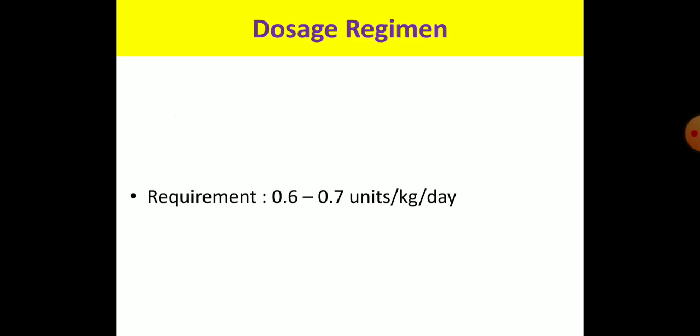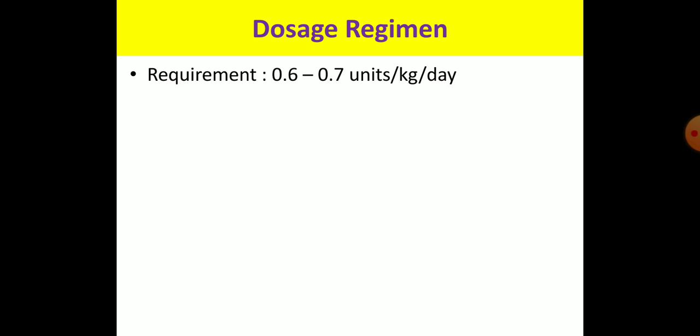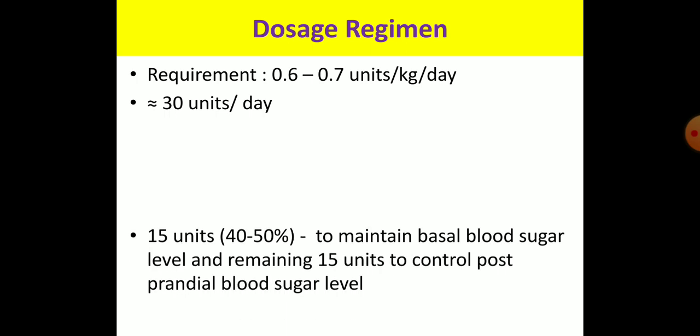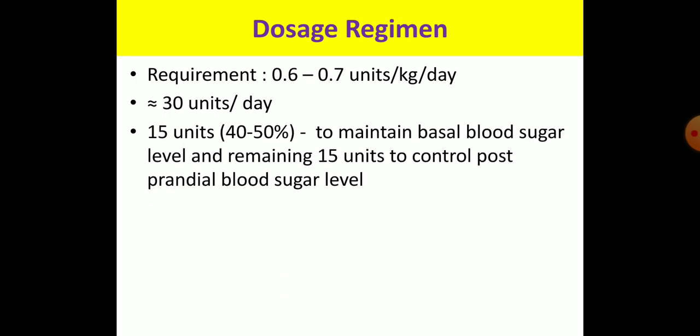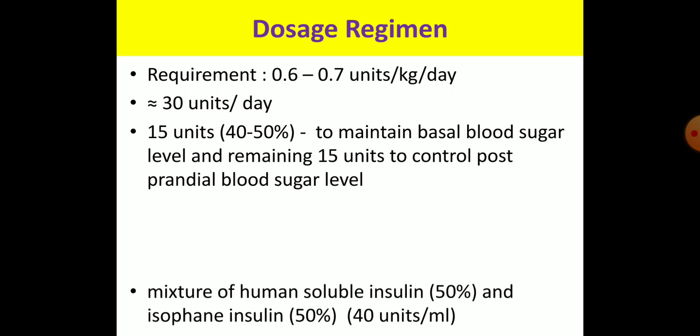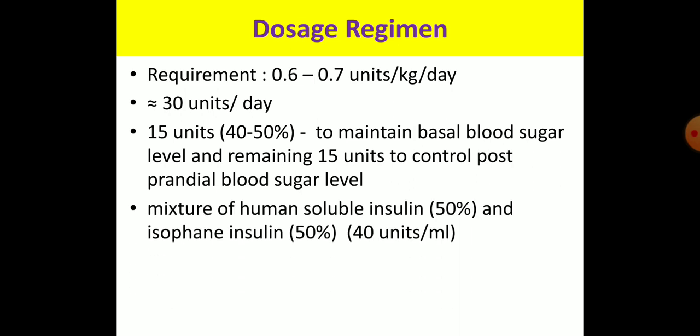And the dosage regimen: normally the requirement in type 1 diabetes is 0.6 to 0.7 units per kg per day, and in this case 45 kg, so around 30 units per day. Now these 30 units are to be divided 50-50 because some units are used to control the basal blood sugar level and some are used to control the postprandial blood sugar level. And that's why the mixture of human soluble insulin and isophane insulin is available as a 50-50 combination, and it is also available as a 30-70 combination.